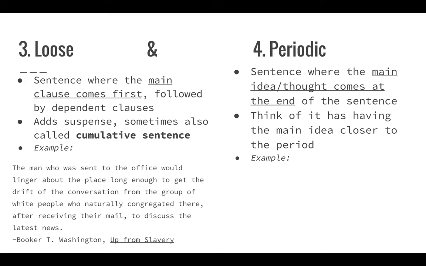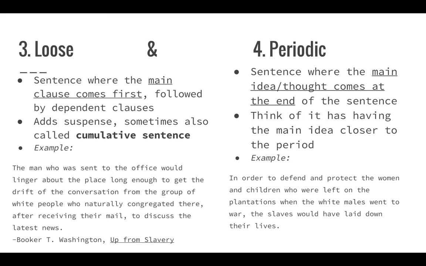An example of a periodic sentence would be saying, in order to defend and protect the women and children who were left on the plantations when the white males went to war, the slaves would have laid down their lives. So from the same source as our loose sentence example, in this periodic sentence, the fact that the slaves would lay down their lives, that's our main idea. The beginning is just kind of setting the stage for why and when they would do this.